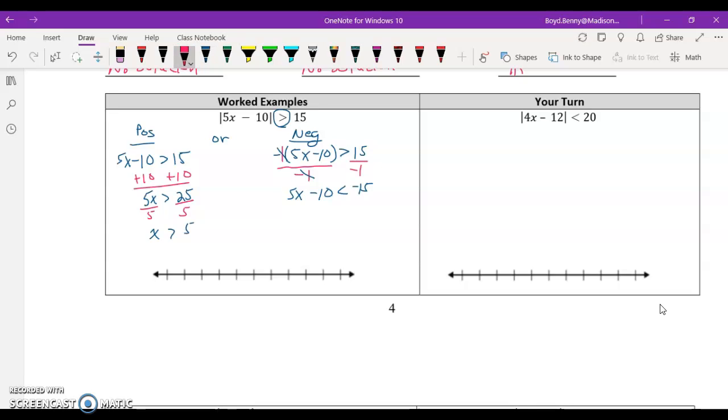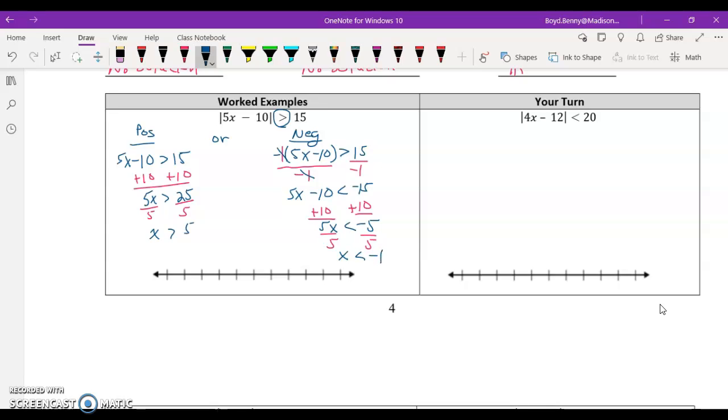And then again, we're going to use our inverse operations to solve this. So I'm going to add 10 to both sides, leaving me with 5x is less than negative 5. Then I'll divide by 5, which gives me x is less than negative 1.